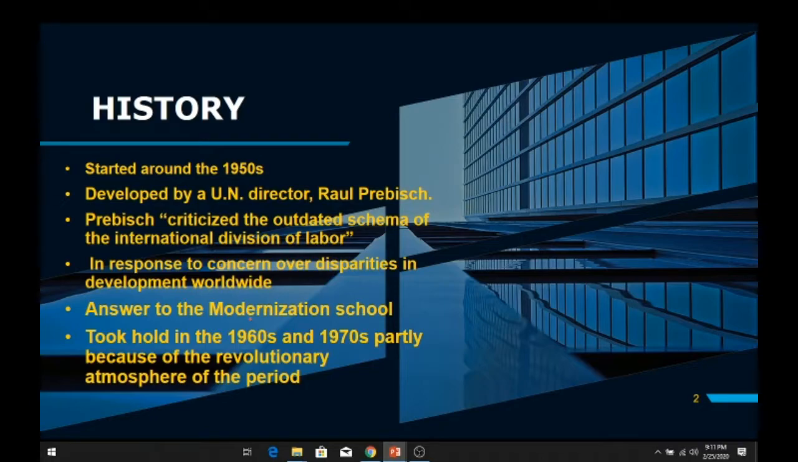It started around the 1950s, and it was developed by the UN director at that time, Raul Prebisch, who saw the disparity in the international arena, that dominant nations were exploiting the weaker nations for their own benefit. So he criticized the outdated schema of international division of labor in response to concern over disparities in development worldwide. It was also an answer to the modernization school.